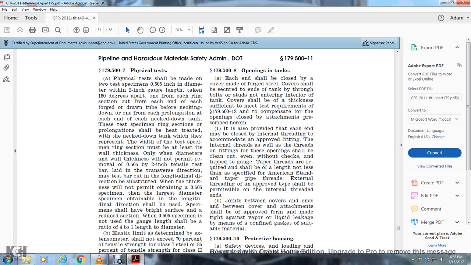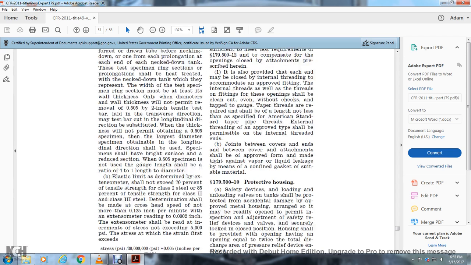It is also provided that each of the ends may be closed with internal threading to accommodate the fitting. The internal threads, as well as the threads on the fitting of the opening, shall be clean cut, even, and without checks, with gauges for the tapered threads. The threads required shall be of a length not less than the specified American standard taper type threads. External threading of an improved type shall not be permissible. The internal thread and the joints between the cover and the attachments shall be approved, made tight against vapor or liquid leakage by means of a confined gasket of suitable material.